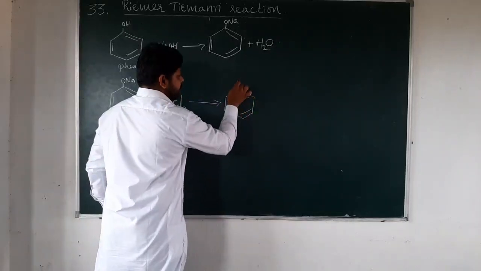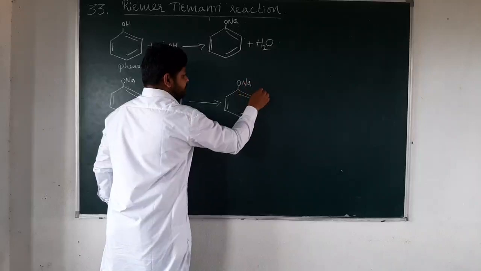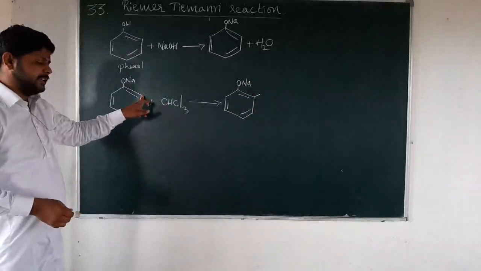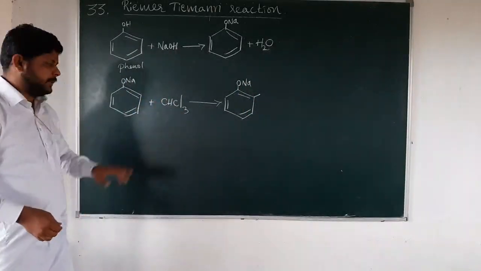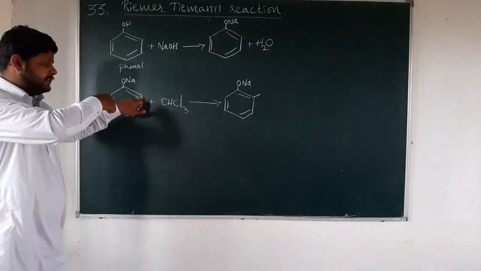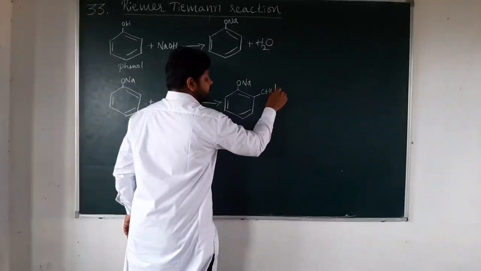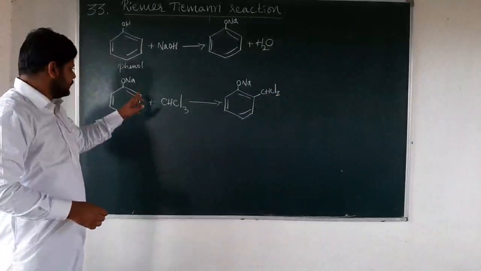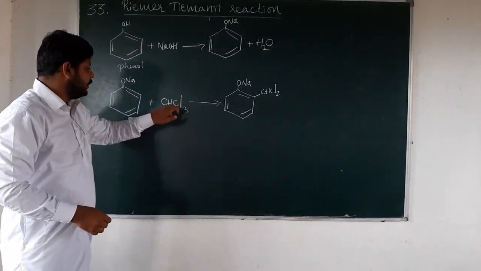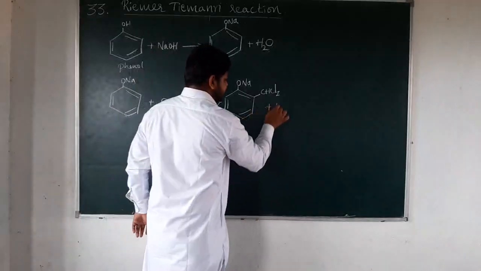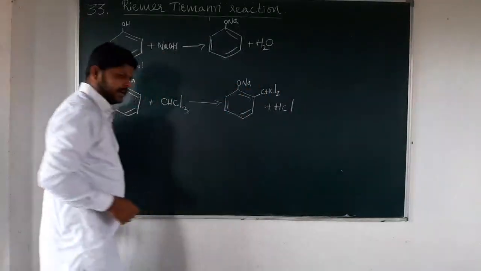Three alternate double bonds, O and Na. On the second position, H is already there. H is replaced by CHCl2. One more Cl with H forms HCl as a byproduct. It is not required.